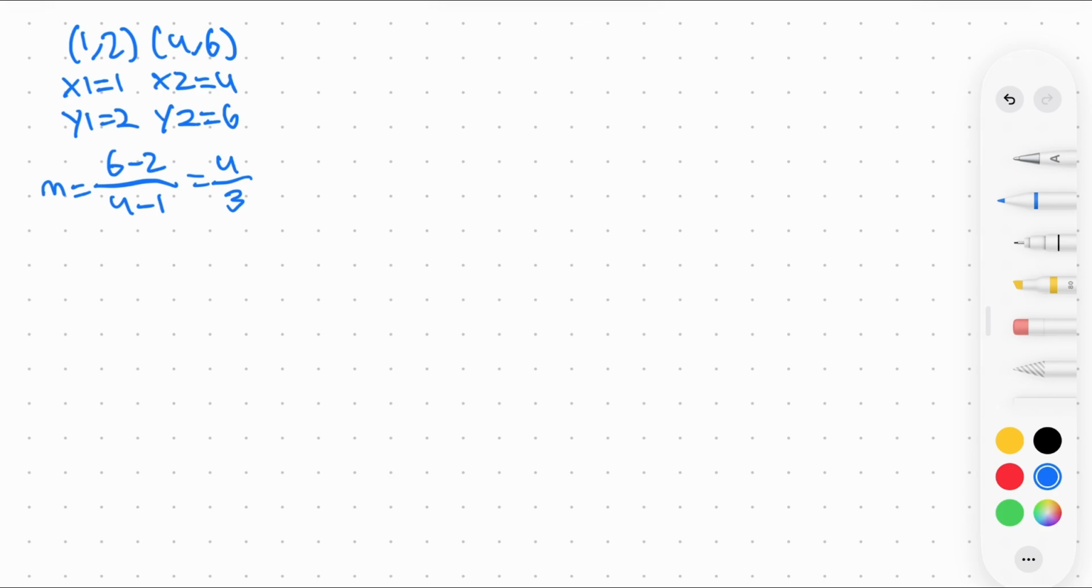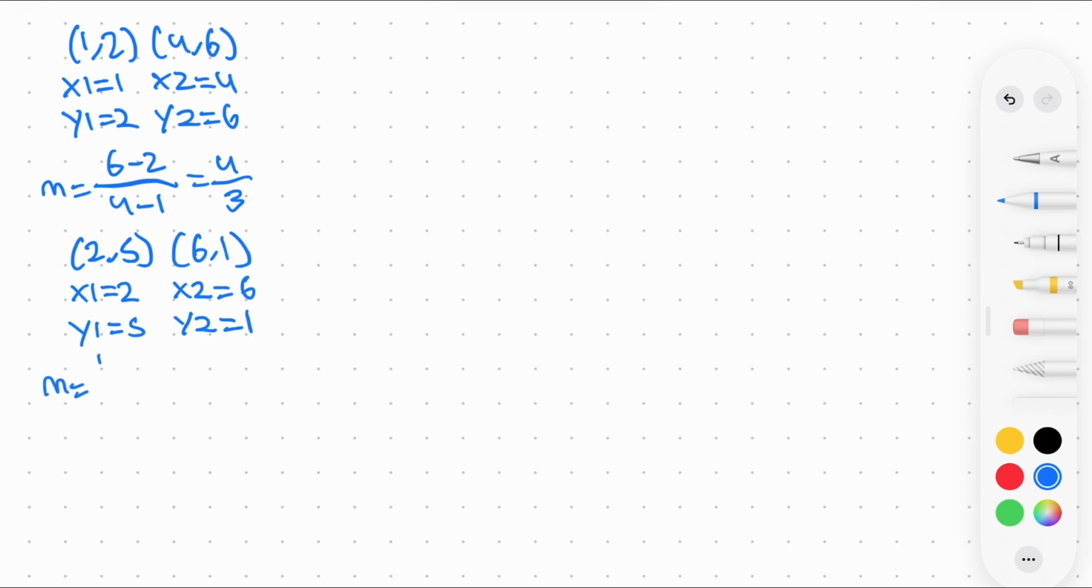Now, let's say we have 2 different points, (2, 5) and (6, 1). Like we did in the previous questions, we label the first point, which is x1 equals 2 and y1 equals 5. Then we label the second point, which is x2 equals 6 and y2 equals 1. Lastly, to find the slope, we plug the numbers into the slope formula and find that m equals 1 minus 5 over 6 minus 2. By doing that, we can find that the answer is negative 4 over 4, which we can further simplify to negative 1.